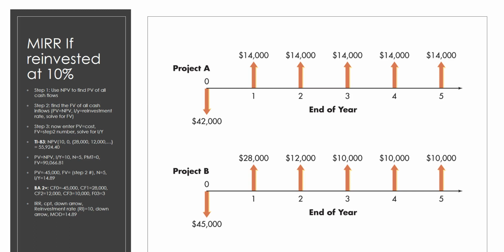So then we set the present value equal to the cost. So here for project B, that was a negative $45,000. Future value equals that $90,066.81 from step 2. We still have 5 years, and we calculate our I/Y. So our modified internal rate of return would be that from that third step. So let's do this together.